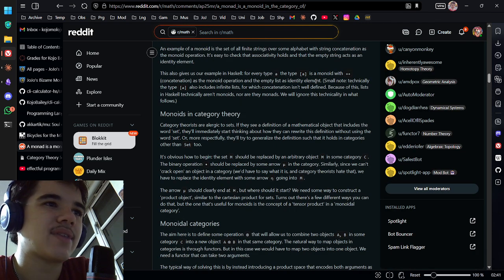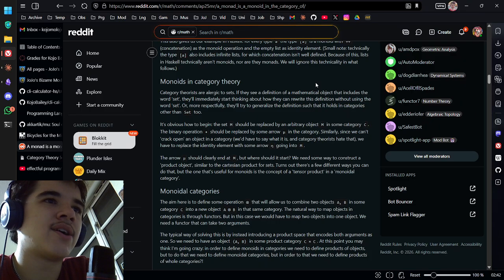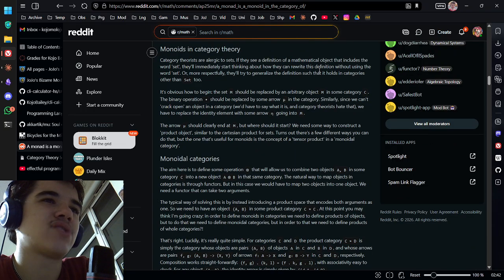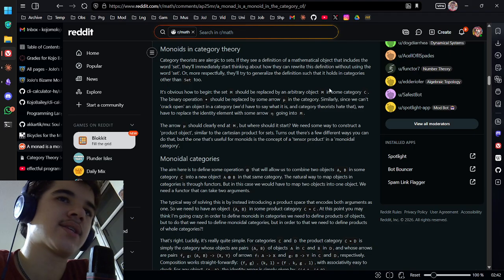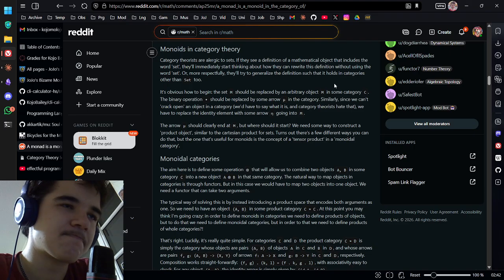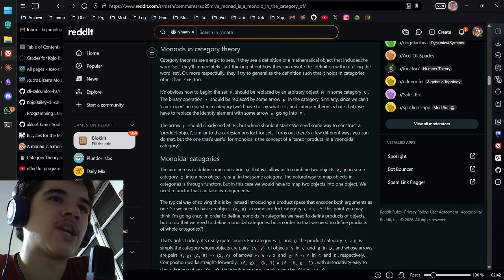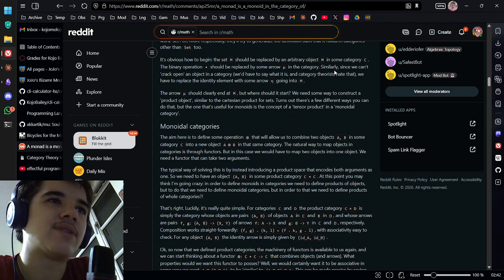Okay, in category theory, category theorists are allergic to sets. That's funny. If they see a definition of a mathematical object that includes the word set, they immediately start thinking about how they can rewrite this definition without using the word set. I love this. Or, respectfully, they'll try to generalize the definition such that it holds in categories other than sets too. So again, with the whole set theory thing, it's obvious how to begin. The set M should be replaced by an arbitrary object M in some category C. Yep, the binary operation should be replaced by an arrow. Okay, yeah, so it is just a binary operation.